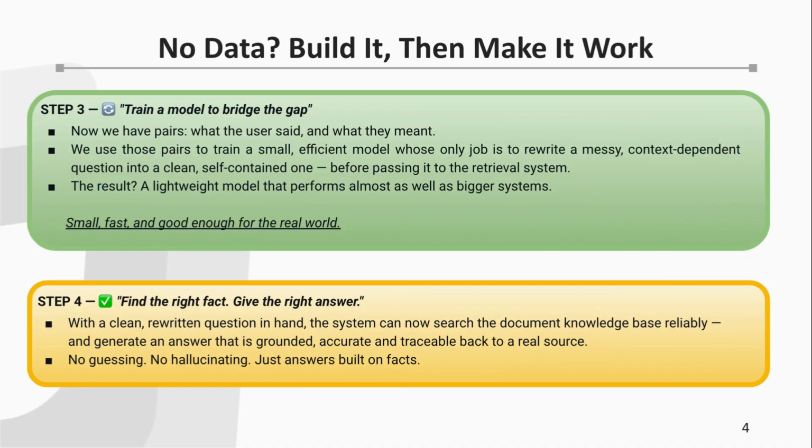So in step three, or in the procedure that follows the previous two, we then use those paired examples to train a small, efficient rewriting model. A model whose only job is to take the messy, context-dependent version of the question and turn it into the clean version before it reaches the retrieval system. The result is a lightweight model that runs fast, costs little, and performs as well as systems many times its size, at least with regard to the specific task.